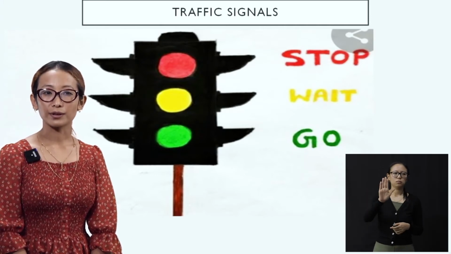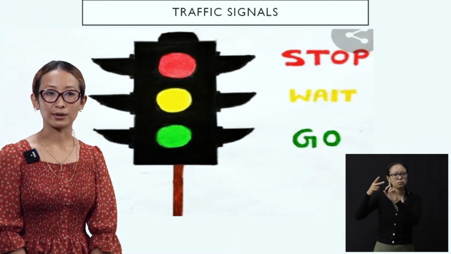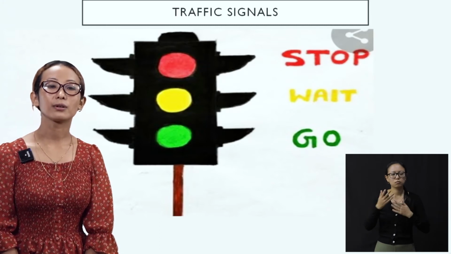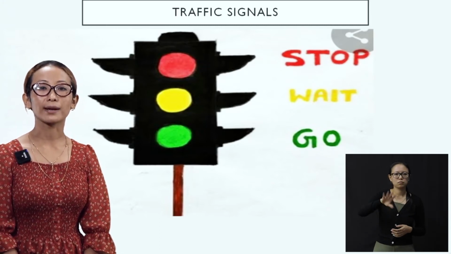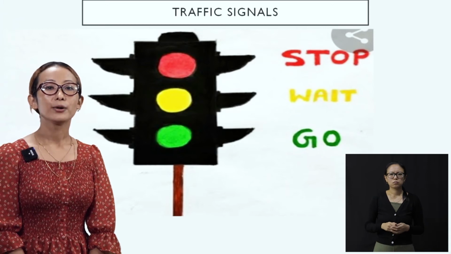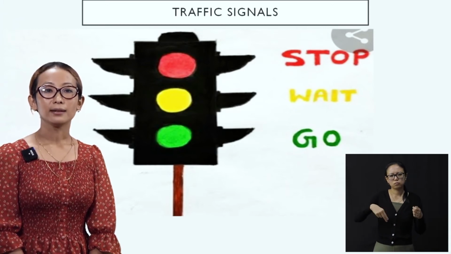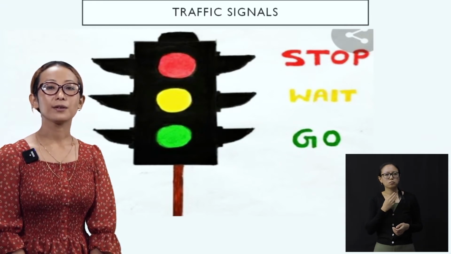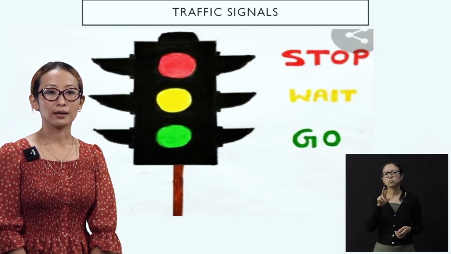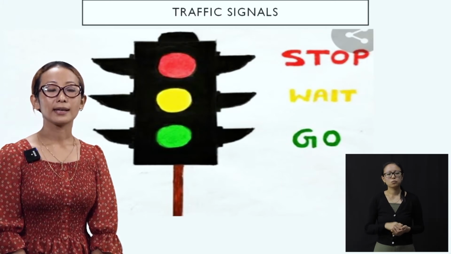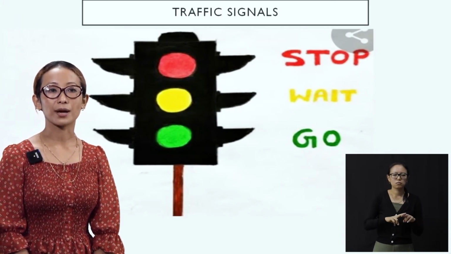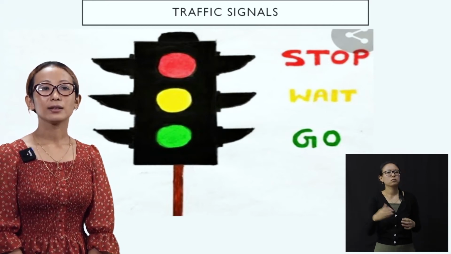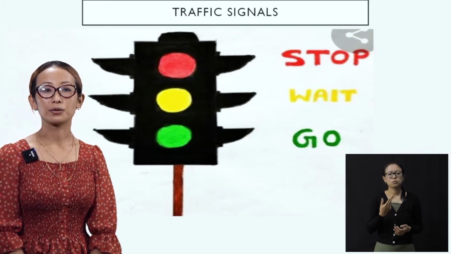So these are the three traffic signals that are very important for you, and you have to know this. Whenever you are crossing the road, or you are coming by a car or a bus, if you see the red signal appearing, then the traffic signal is telling you to stop for some time, so you have to stop. If you see the yellow signal appearing, then it is telling you to wait for some time, so you have to wait. But if you see the green signal, then it is telling you to go.